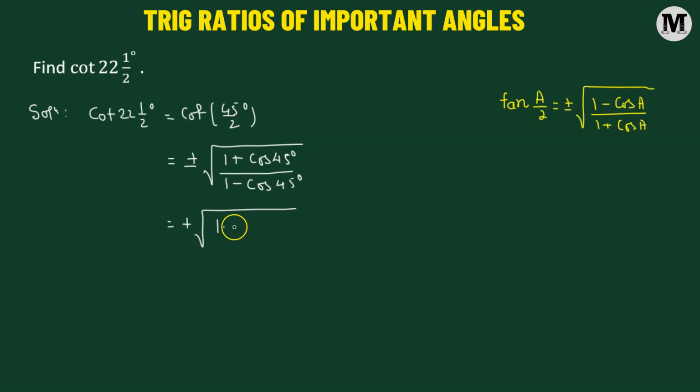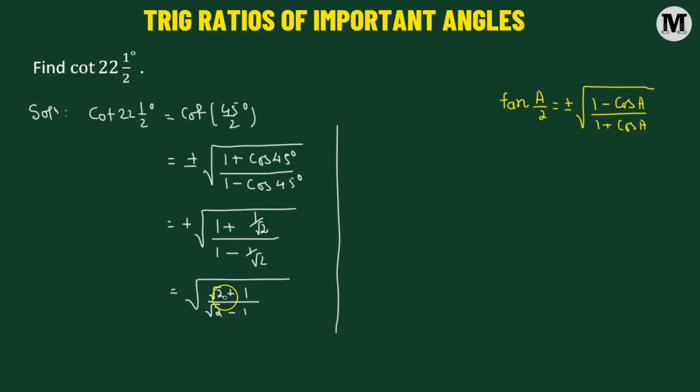So that means we have 1 plus cosine 45, that's 1 over square root of 2, divided by 1 minus 1 over square root of 2. This is going to give us square root of 2 plus 1 divided by square root of 2 minus 1. Now let's rationalize the denominator of the expression inside the square root.